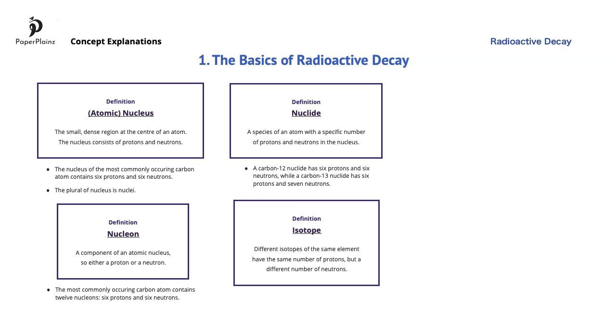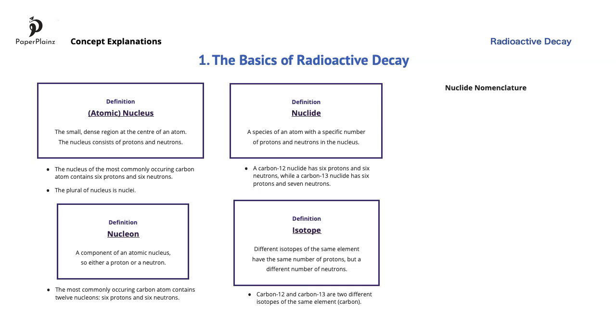Our last word is isotope. Different isotopes of the same element have the same number of protons but a different number of neutrons. So for example, carbon-12 and carbon-13 are 2 different isotopes of the same element, carbon. Don't worry too much if these terms are a bit confusing at the moment. As you work through questions and see these terms in context, it will all start to make more and more sense. Let's talk a bit about nuclide nomenclature.